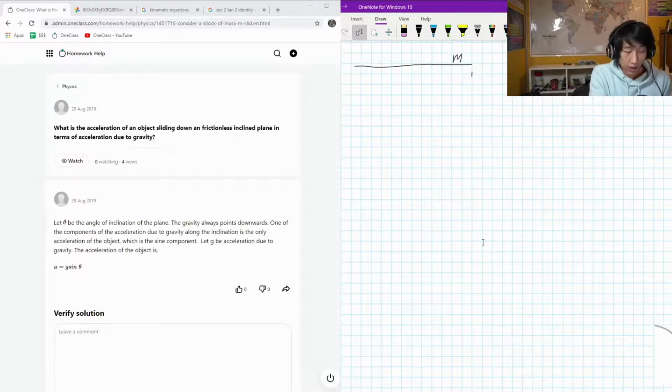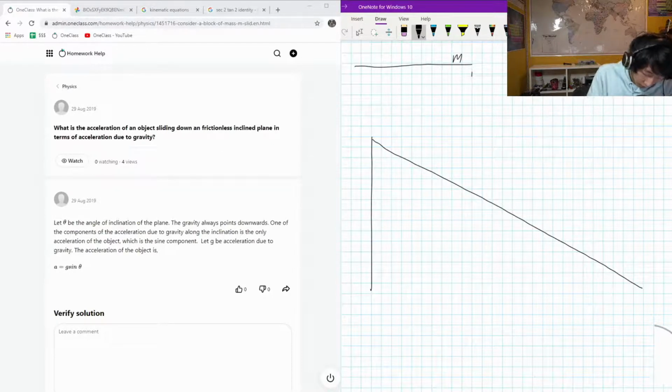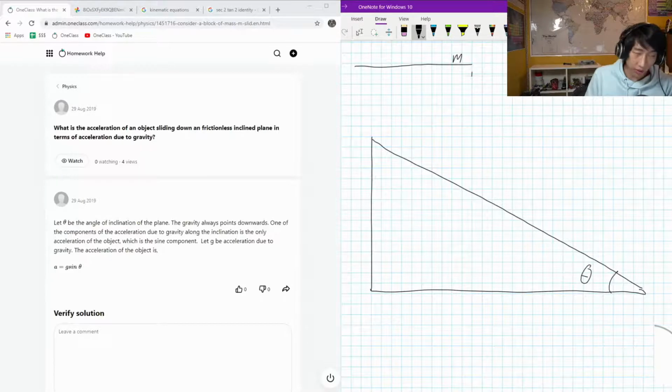Okay, so for the next question that we have today, it is asking us, what is the acceleration of an object sliding down a frictionless inclined plane in terms of acceleration due to gravity? Okay, so let's actually draw maybe a situation of what this looks like. So here we have a ramp or an inclined plane with an angle of theta. We don't know what it is. We're trying to find the acceleration in terms of theta.